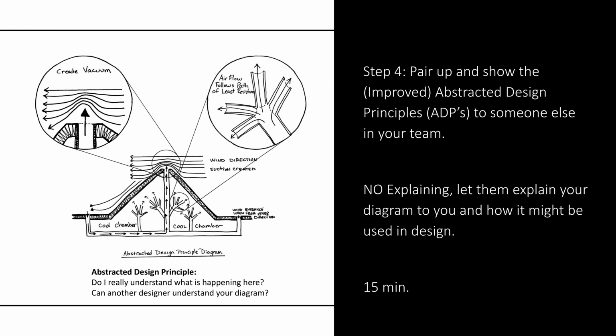Okay, back again for step 4. So now it's time to share with somebody in your team. So you pair up and you show the improved abstracted design principle to someone else in your team. Then it will be time to not say anything else, but just give it to them and let them explain your diagram to you and how it might be used in design. So, do they really understand what's happening here? Can another designer understand your diagram?